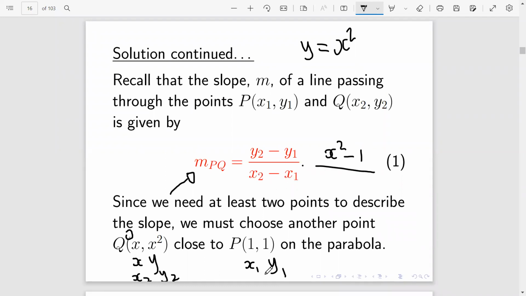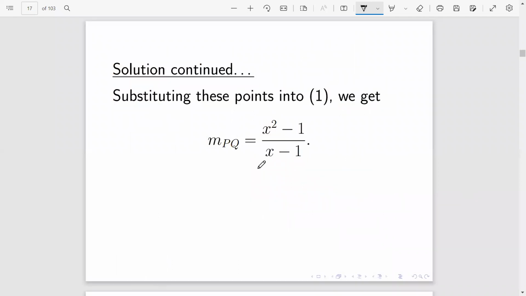And in the denominator, our x2 is just x, and our x1 is just 1 again. So it means that now our gradient becomes (x squared minus 1) all over (x minus 1). So this is our gradient. It depends on some x.